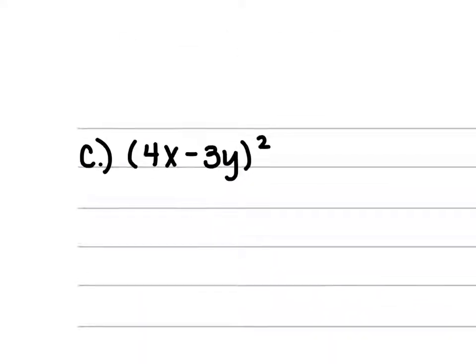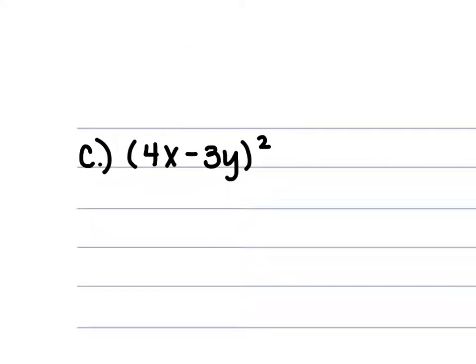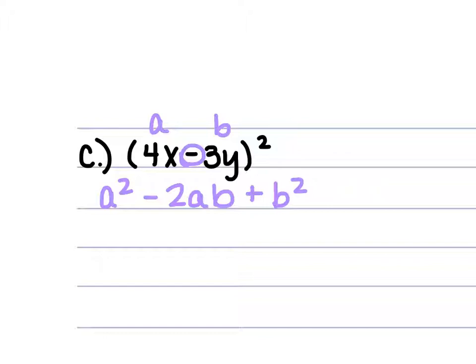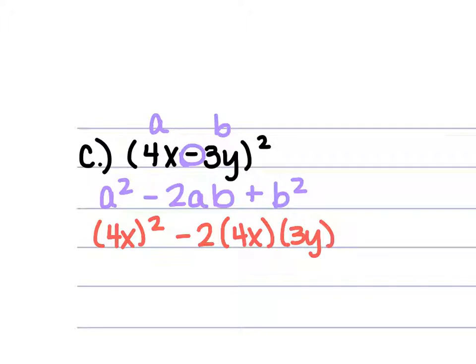For our next example, we have 4x minus 3y squared. So the a is the 4x, the b is the 3y. We have a negative in between there, so we're using a squared minus 2 times a times b plus b squared. So the a squared would become 4x raised to the second power minus 2 times a, which is 4x, times b, which is 3y, plus b squared, which is 3y raised to the second power.